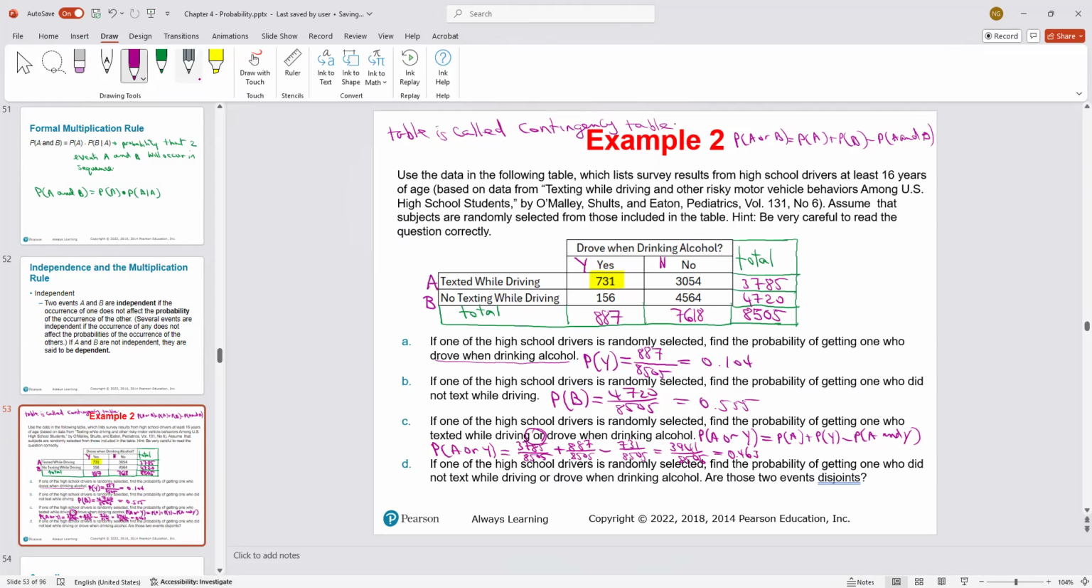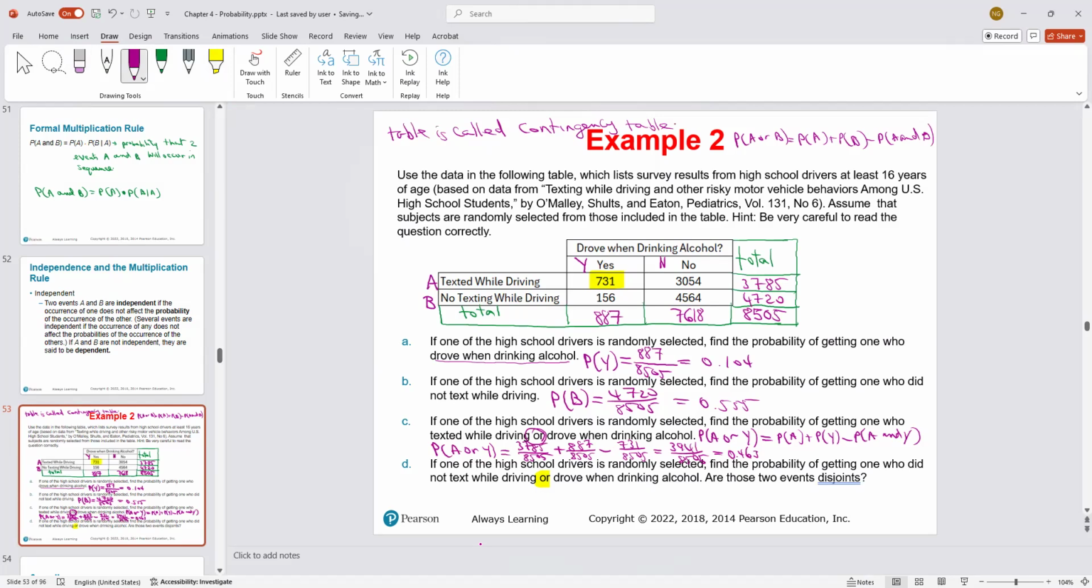Do you feel like they are disjoint or not disjoint? Because they're going to ask you, because we can subtract probability of A and Y, that means they are not disjoint. So these two are not disjoint. Now let's see for the last one. If one of the high school drivers is randomly selected, find the probability of getting one who did not text while driving or, again, all means union. We need to rewrite it.